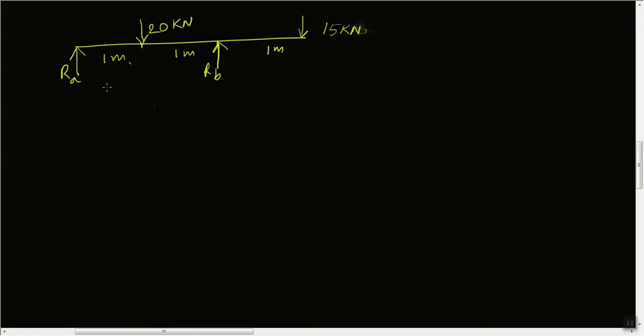In the simply supported beam, the first step is to find out the reactions if they are not known. The equation here is that the total load coming from the top must be equal to the total load from the bottom, which is nothing but the upward force must be equal to the downward force. The total downward force is 35 kilonewtons, that is 20 plus 15, that must be equal to RA plus RB. So our first equation is RA plus RB equal to 35.